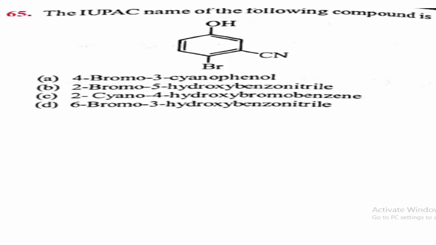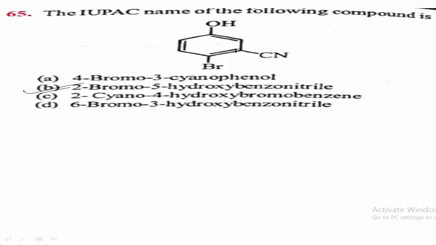Students, remember in the given structure the CN group has the highest priority over OH and Br, and the sum of the locants should be minimum. At that time, the IUPAC name of the given structure becomes which one? Option B. How? The option B is the right answer because the cyanide group has high priority, therefore this carbon atom is number 1.